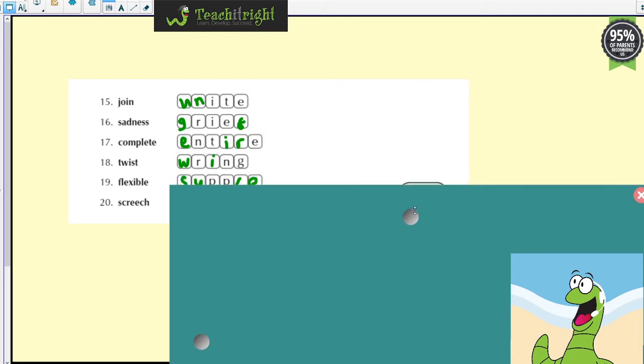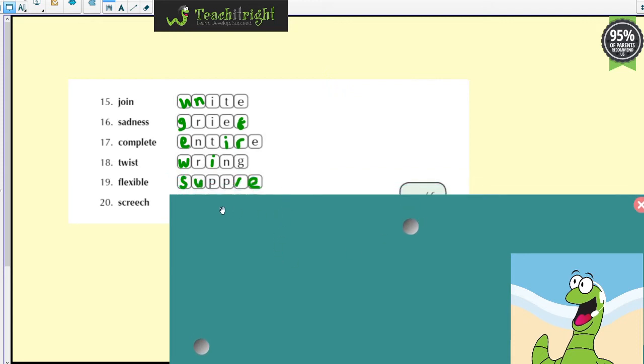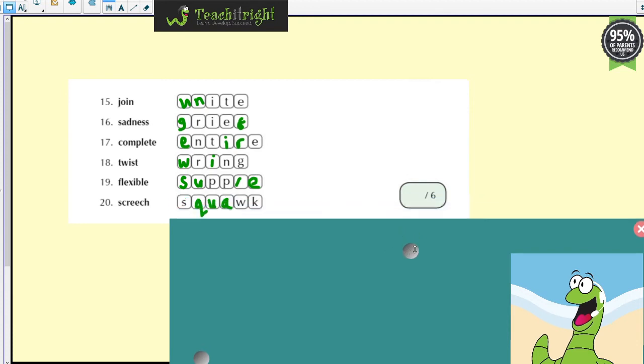Number 19, if you're flexible, you're supple. Great word, supple means bendy, flexible. And finally, if you screech, you squawk. It's another word. So, for example, the bird screeched and squawked.